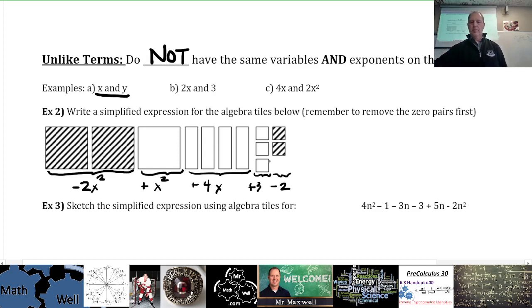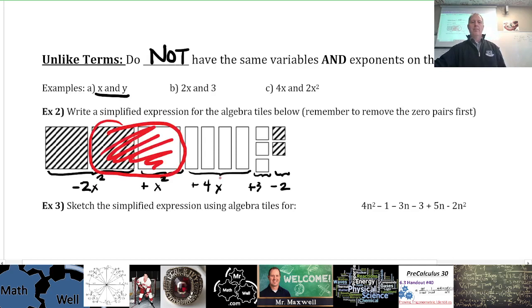Oh, that's kind of a backwards one. All right, so if I now look at my zero pairs, watch what I'm going to do. I'm going to take this one and this one, gone. This one and this one, gone, and this one and this one, gone. Do I have any other positive and negative identically shaped algebra tiles that I can zero off? I have two positive x tiles here, and this looks pretty close to this, so maybe I can cancel those out. No, you can't. They have to be identical tiles. One needs to be shaded, one needs to not be shaded.